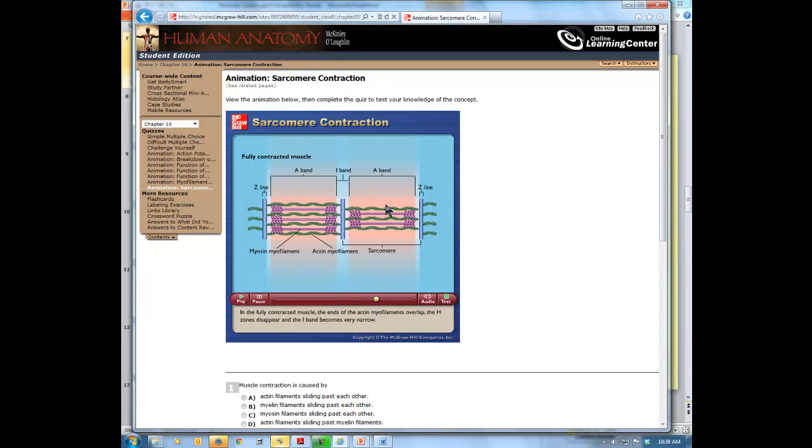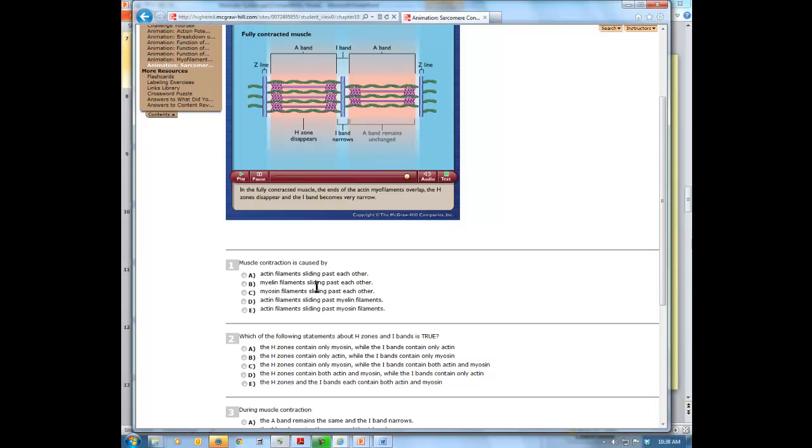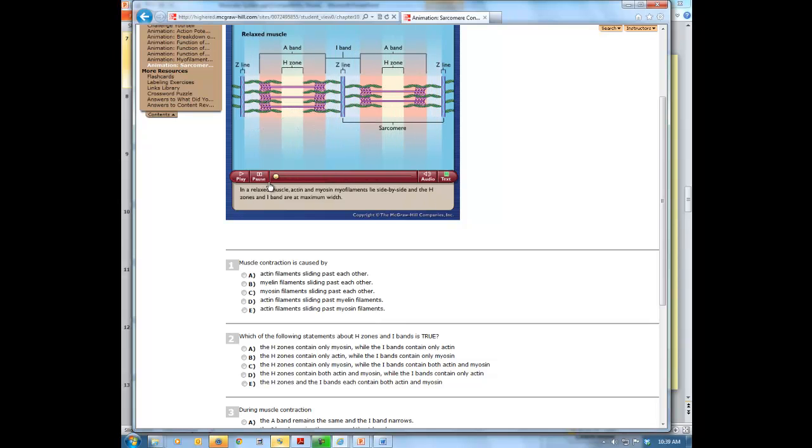So if we answer the quiz here, we can say muscle contraction is caused by... looking at our choices. This is myelin, that's not even what we're talking about, myosin. We have actin filaments sliding past myofilaments. So we can see the actin is sliding past the myosin. But if we look at it, we'll notice that neither are decreasing in their length. Myosin doesn't get shorter, actin doesn't get shorter, just the amount of overlap increases.